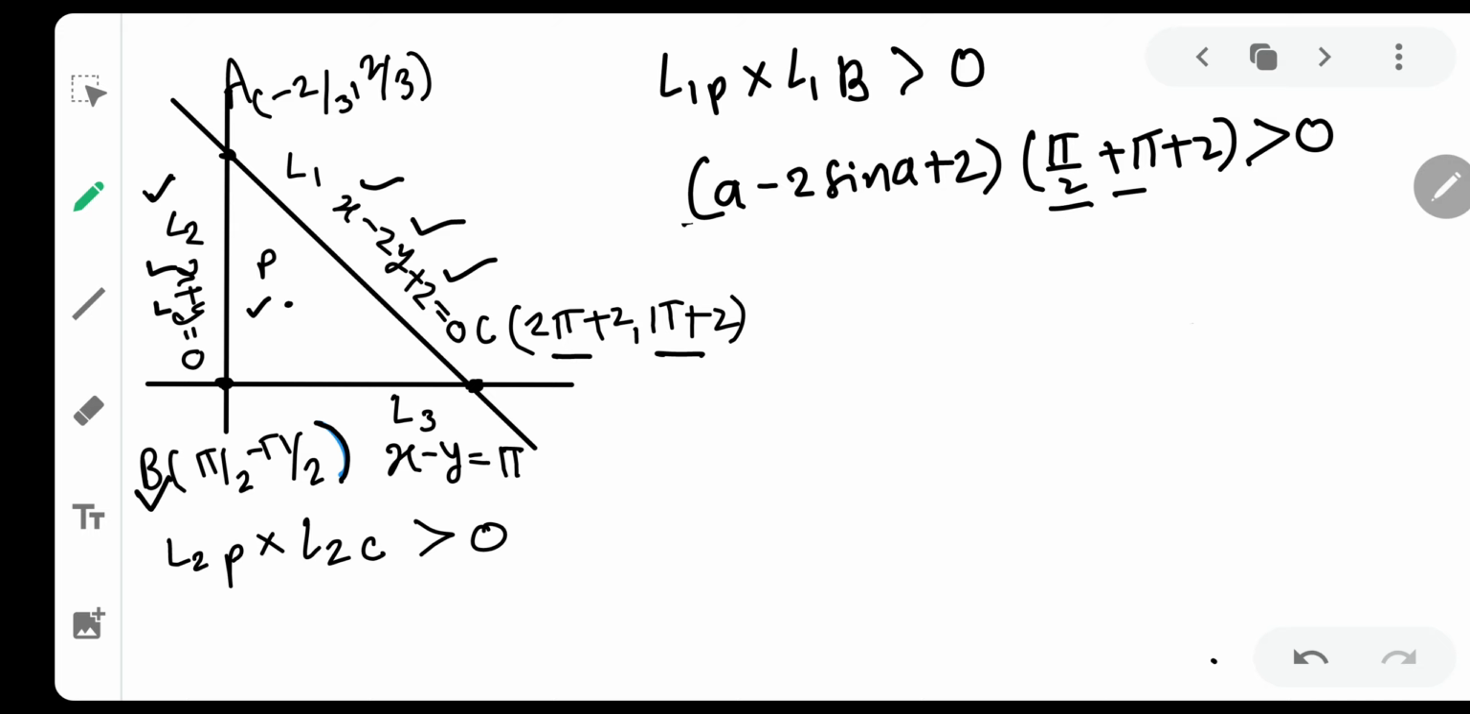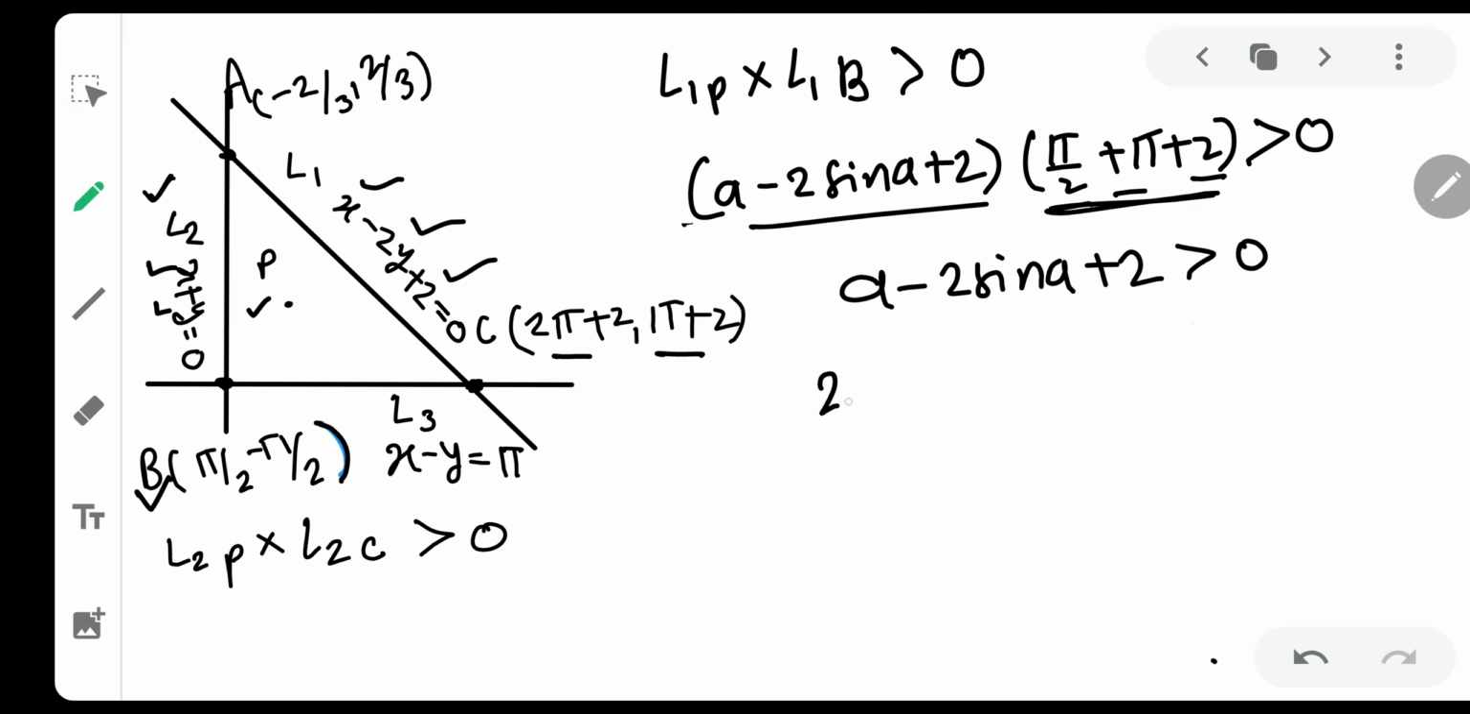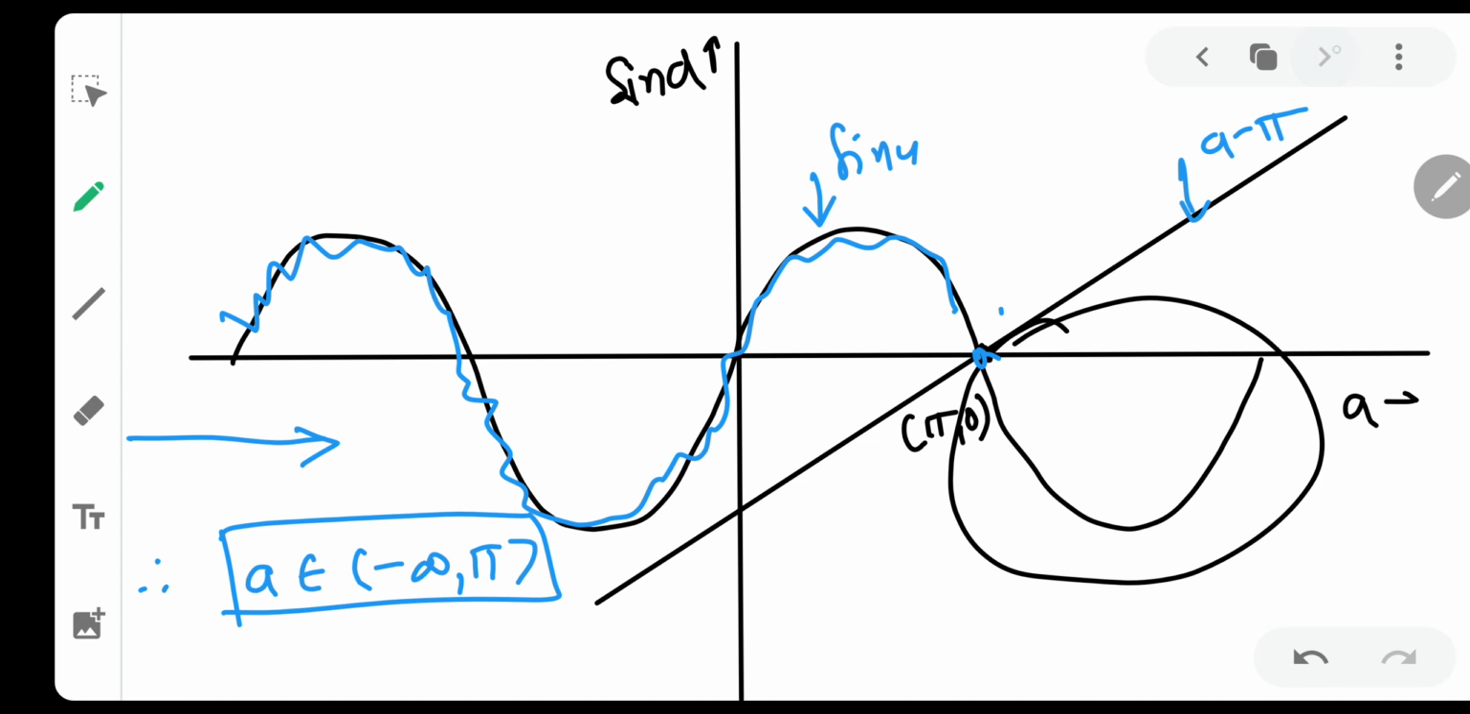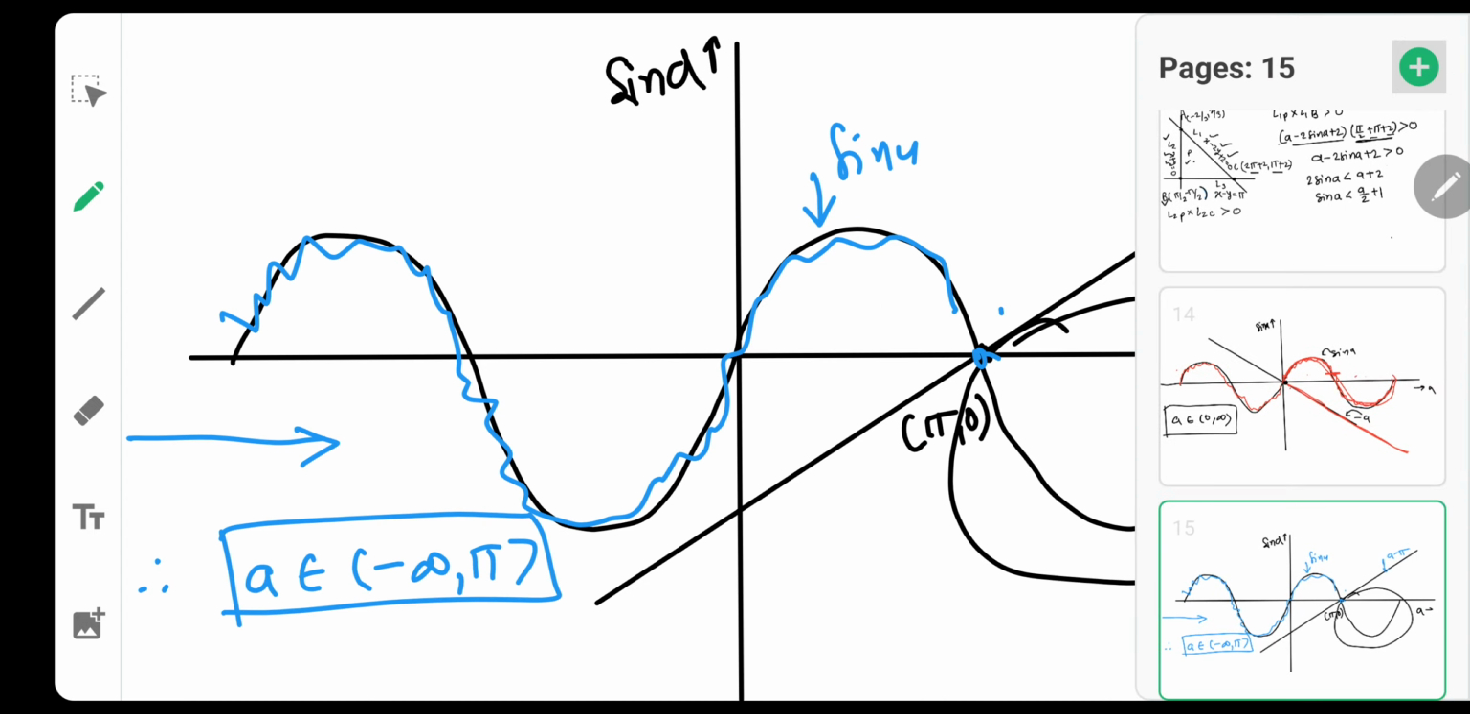As you can see, all are positive numbers, so this will be positive. The product of two things is positive, hence the other thing also has to be positive. That's it. So A minus 2 sin A plus 2 has to be greater than 0. That tells me that 2 sin A has to be less than A plus 2. It means that sin A has to be less than A by 2 plus 1. Again, one more inequality we got. So again we will utilize a page and draw these graphs and get to know the inequality. Very simple. So let me add a page and let us draw.